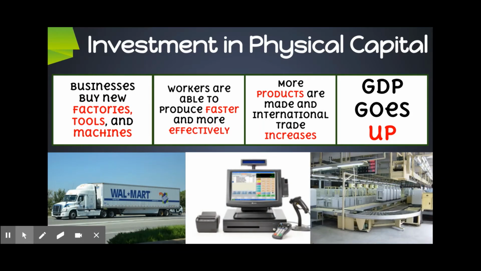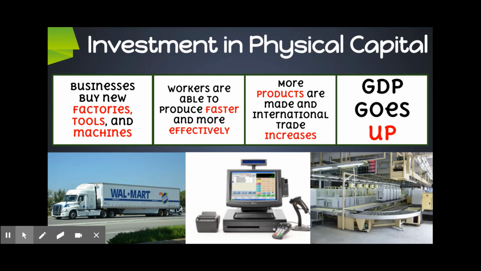You can also invest in your physical capital. So when you invest in your physical capital, you're buying things like factories, tools, machines, more vehicles, cash registers, ovens, or refrigerators if you work in food. So businesses buy factories, tools, and machines, and workers are able to produce faster and more effectively so they can make more goods. So more products are made and international trade increases, which makes GDP go up.